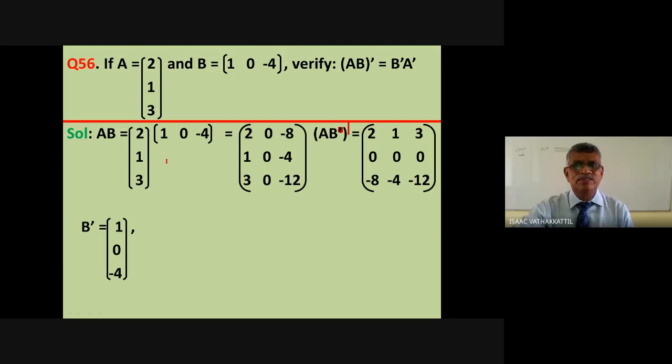What is B dash? You have B here: 1, 0, minus 4. So B dash is a column matrix. B is a row matrix, 1 by 3. B dash is a column matrix, 1, 0, minus 4. Because we have to find B dash A dash, first write B dash, then write A dash. A dash is 2, 1, 3, because A is a column matrix, 2, 1, 3. So A dash is a row matrix.